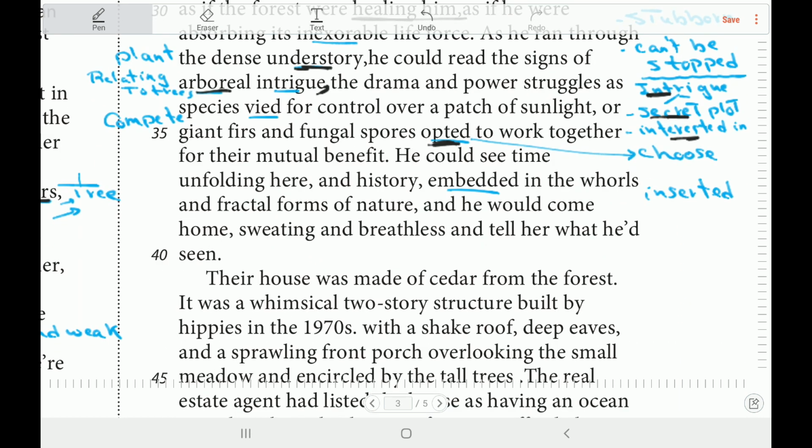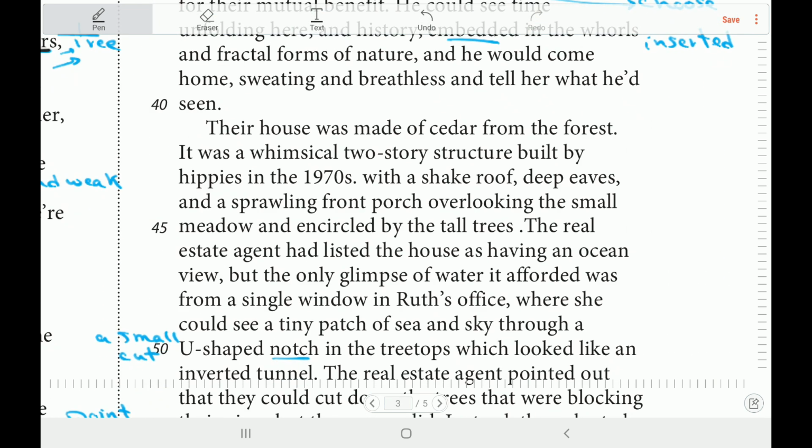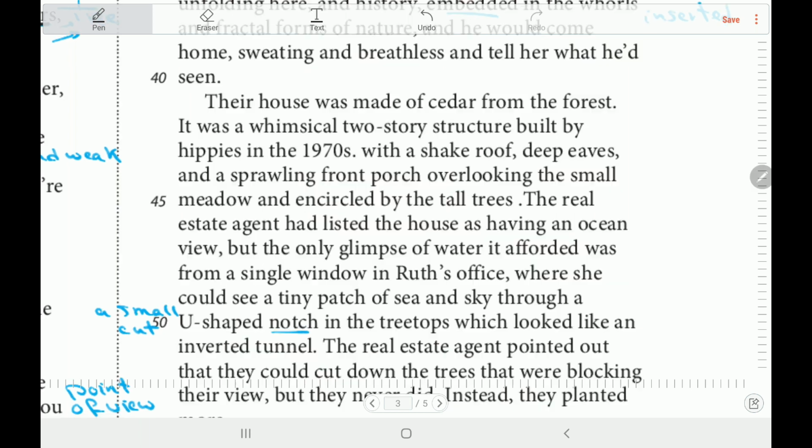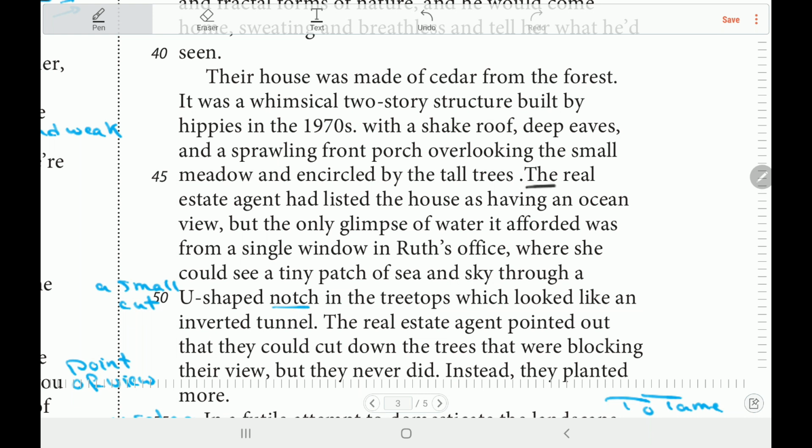He could see time unfolding here in the history, embedded in the hordes and fractal forms of nature, and he would come home sweating and breathless and tell her what he had seen. So embedded means inserted. Their house was made of cedar from the forest. That's all descriptive. You can just skip it. It was a whimsical two-story structure built by and so on, with a shake roof. So we can just skip it till line 45 here.